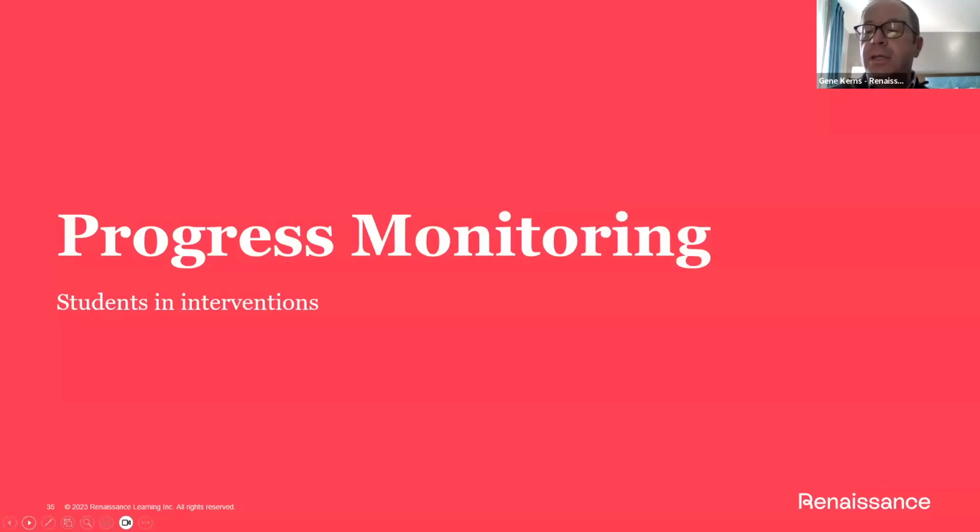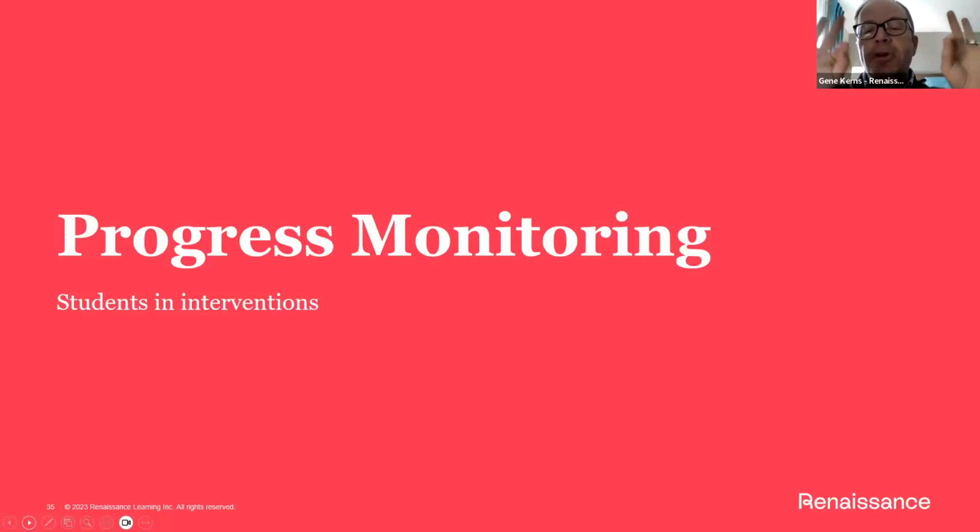Progress monitoring. Okay, so when I say progress monitoring, I always capitalize this. And when I, as a presenter, talk about progress monitoring, what I'm talking about is that formal process of monitoring kids who are in interventions. So I'm coming at this through a lens of MTSS, and I'm talking about that formal process that we go through when we've said this kid needs to go into an intervention, and I need to get information about whether that intervention is working for them or not.